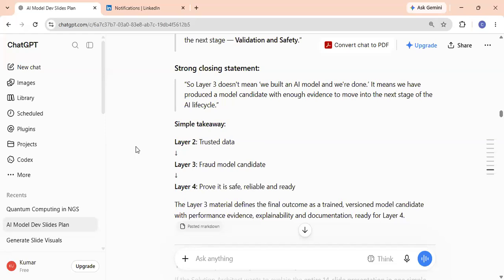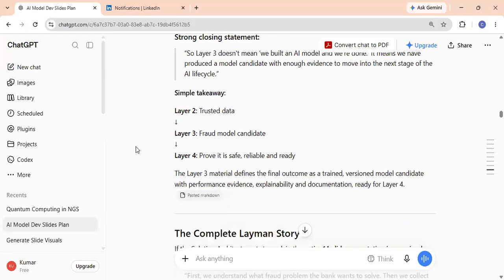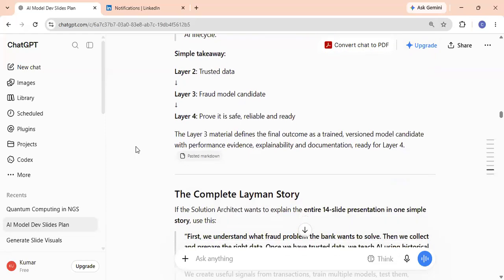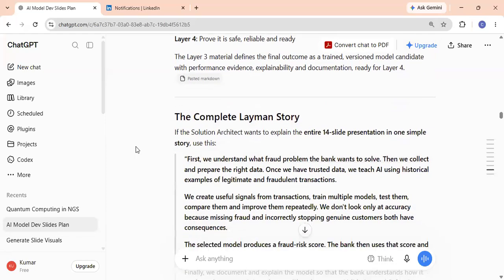So layer 2 is trusted data, which is made. Layer 3 is the fraud model candidate in this model development layer. Then layer 4: prove it is safe, reliable, and ready. It means we need to confirm it by following a lot of governance and guardrails, explainability, all those things. The layer 3 material defines the final outcome as a trained, versioned model candidate with performance evidence, explainability, and documentation, ready for layer 4 evaluation purpose.